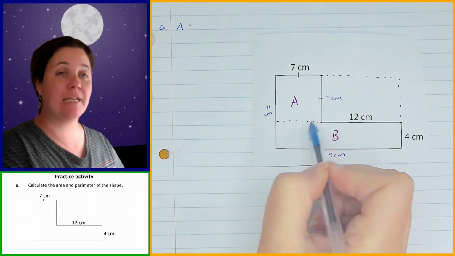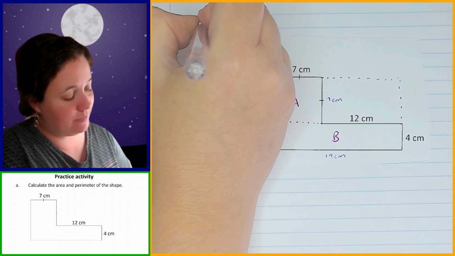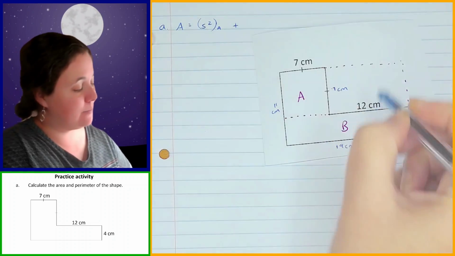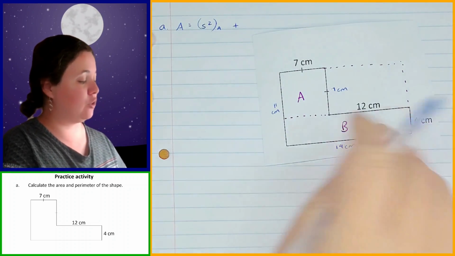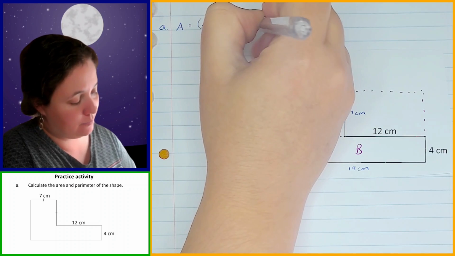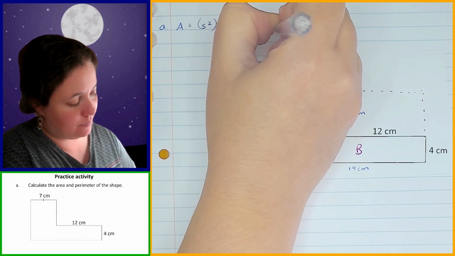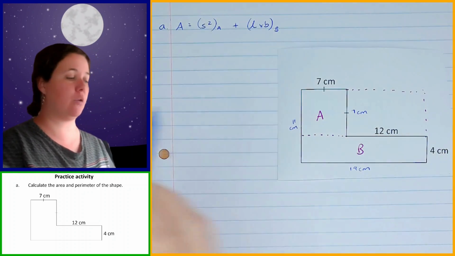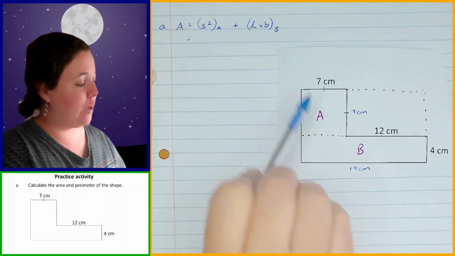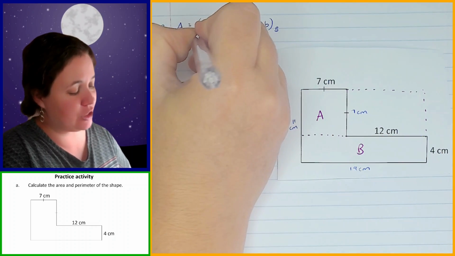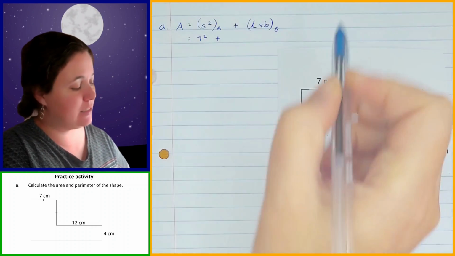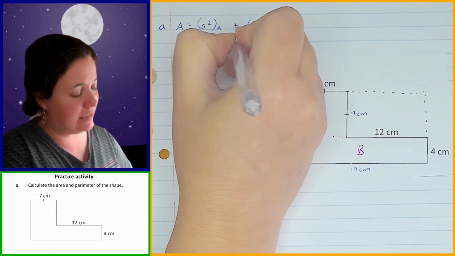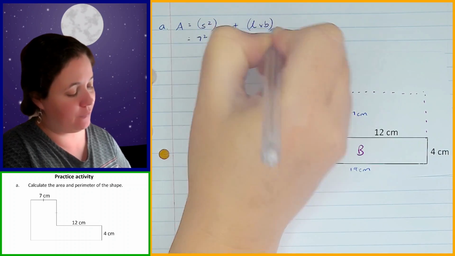So for A, it's a square, so it's going to be side times side, or side squared, plus for B, it's a rectangle, so I've got length times breadth. I'm just putting it in brackets and putting A and B to help me identify what I'm working with. So for A, my sides are 7, so that's going to be 7 squared, plus for B, my length is 19 and my breadth is 4. So I've got 19 times 4.